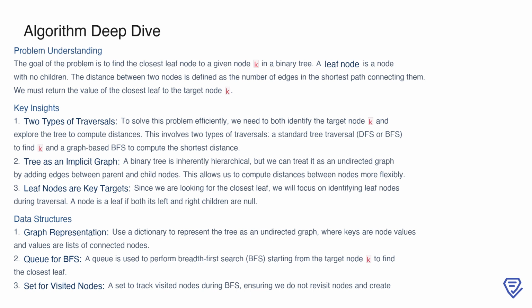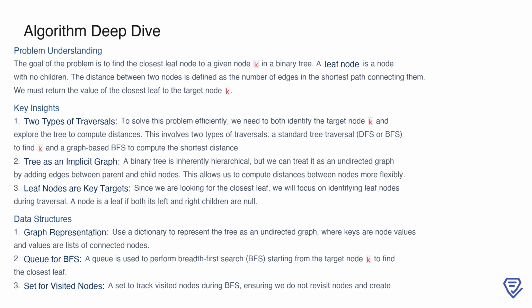To solve this, there are a few important insights we need to consider. First, we'll need two types of traversals. One will help us locate the target node k in the tree, and the other will compute distances to find the closest leaf. Second, while a binary tree is hierarchical, we can also treat it as an undirected graph by adding edges between parent and child nodes. This approach allows us to calculate distances more flexibly. Finally, our focus will be on identifying leaf nodes during traversal, as they are our key targets.